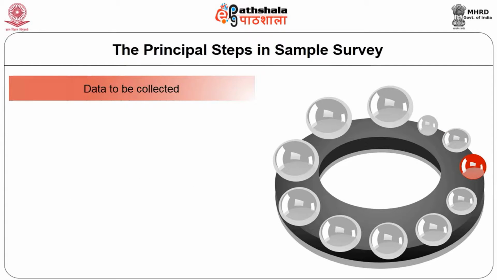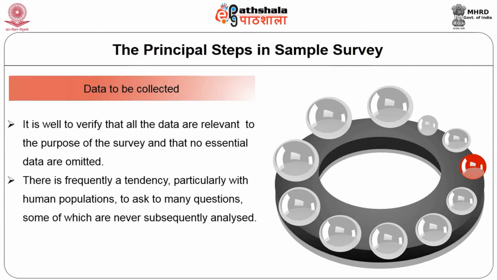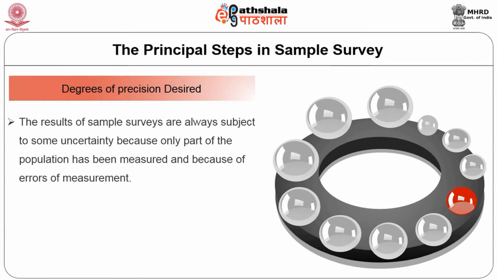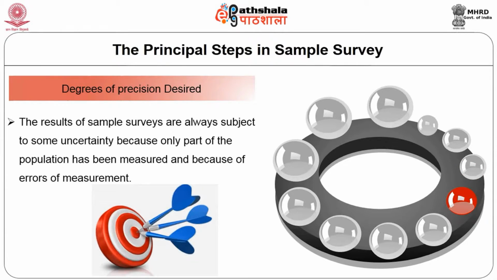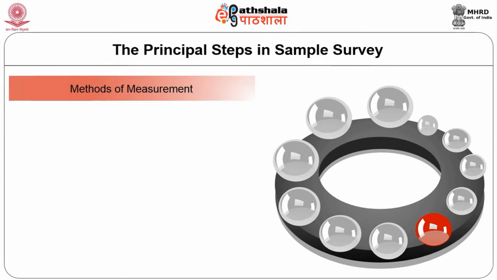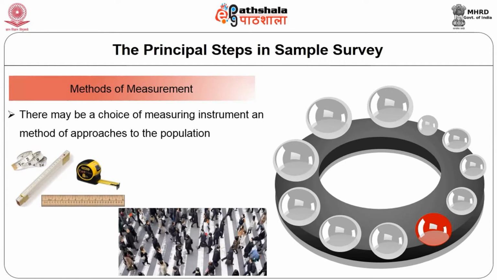research. Data to be collected. Before going for a survey or research, you have to identify what type of data, what variables you require to include in your research. Degrees of precision: since you are taking a sample, not the entire population into consideration, you are likely to commit some error. That error you have to identify, whether it is a 5% precision or 1% precision or 0.1% precision. The method of measurements: you also have to define beforehand what instruments you are using to get your data or to estimate your results.